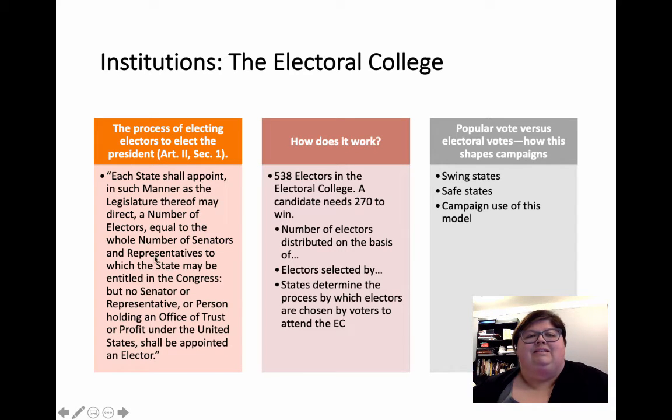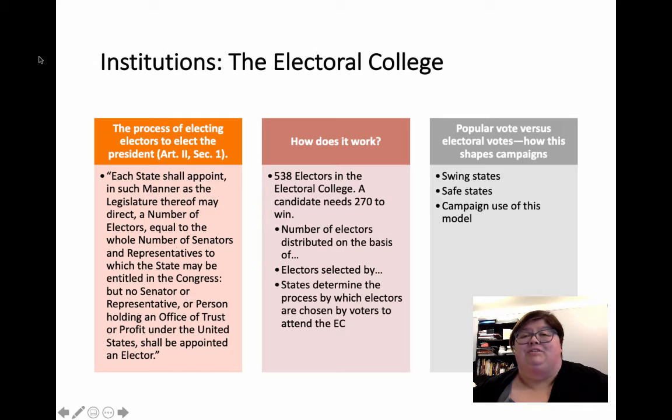The process of selecting or electing electors to elect the president can be found in Article 2, Section 1, and it's described here. So when we did the scavenger hunt for the Constitution in class, some of you pointed this out. It generally works like this. You have 3 electors at least from every state, but it's the number of senators you have, every state has 2, plus the number of representatives you have, which at least is 1. And that means the least populated states have 3, but the most populated states go up based on population.